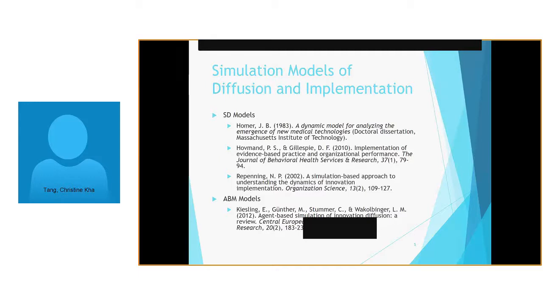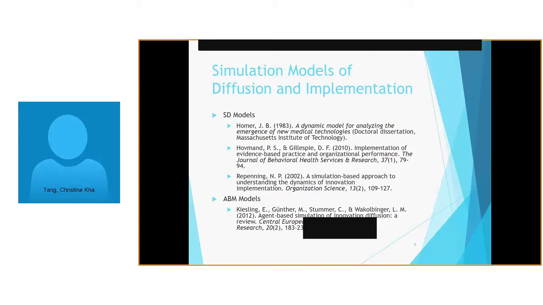And the first one is Jack Homer's dissertation and his model on the emergence of new medical technologies. And the second model that I've seen talked about briefly, or just cited within these frameworks and review papers, is Peter Hoffman's model of implementation of evidence-based practices and organizational performance, and Nelson Repenning's model, a simulation-based approach to understanding the dynamics of innovation implementation.